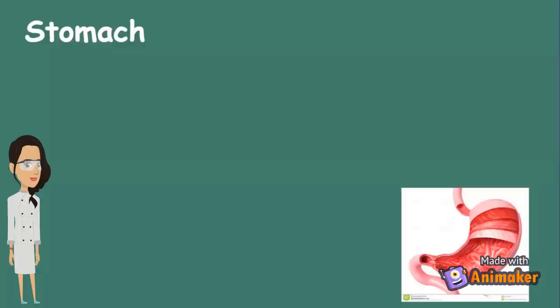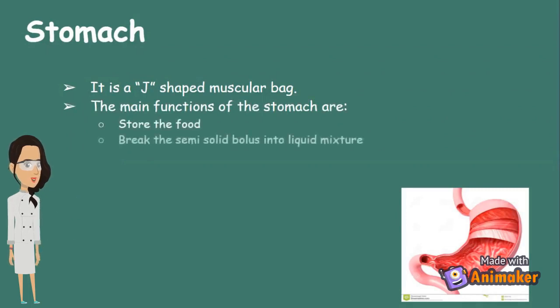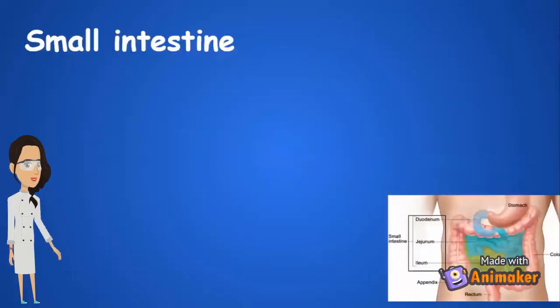Now let's learn about the stomach. It is a J-shaped muscular bag. The main functions of the stomach are to store the food we eat, break the semi-solid bolus into a liquid mixture, and empty this mixture into the small intestine. It mixes and churns/grinds the food with the help of strong muscles and the gastric juices secreted by the walls of the stomach.